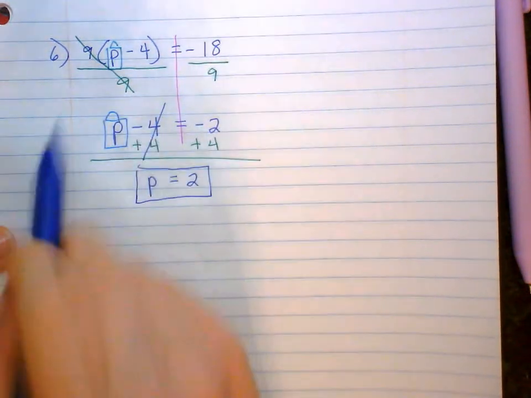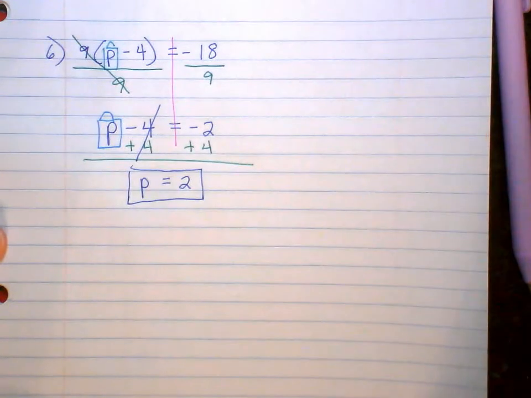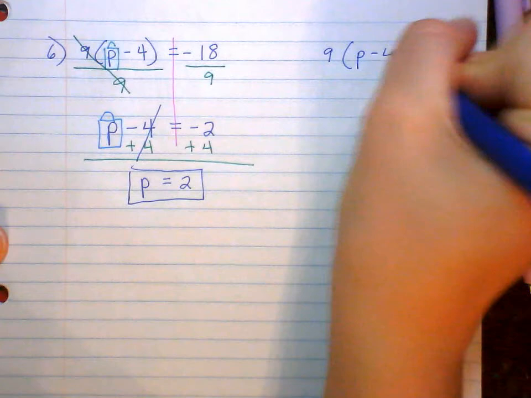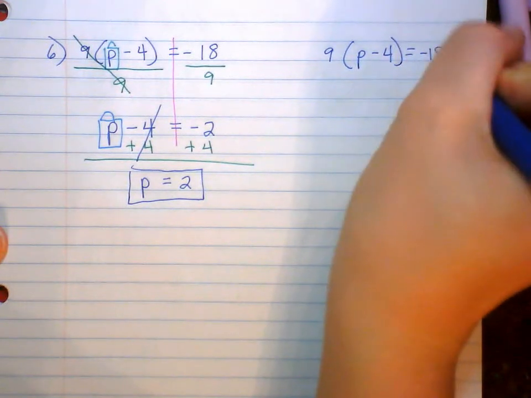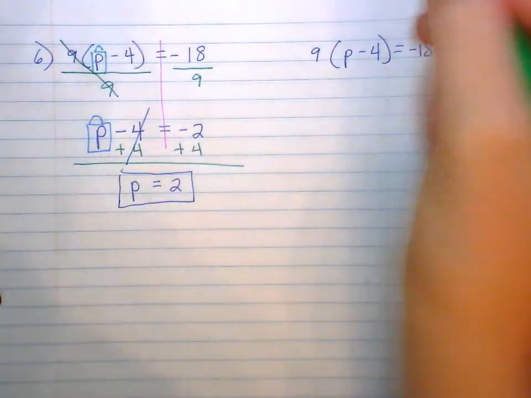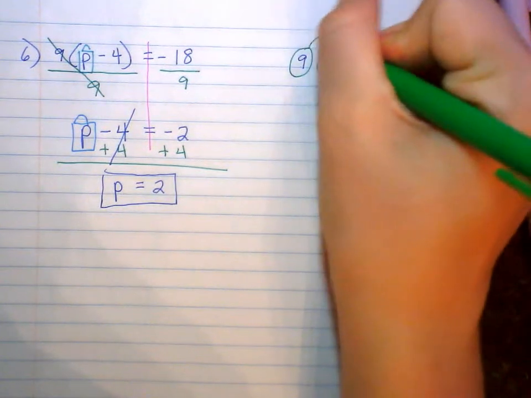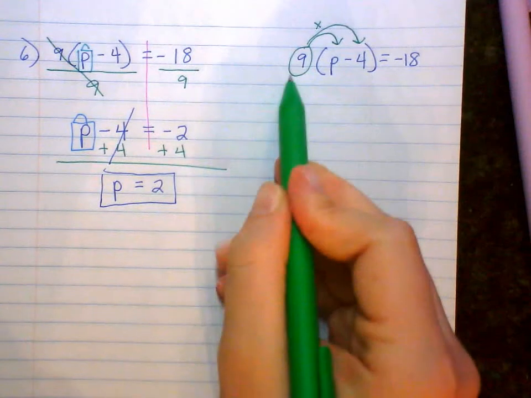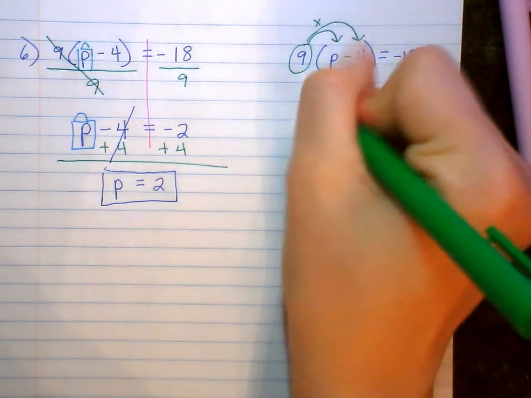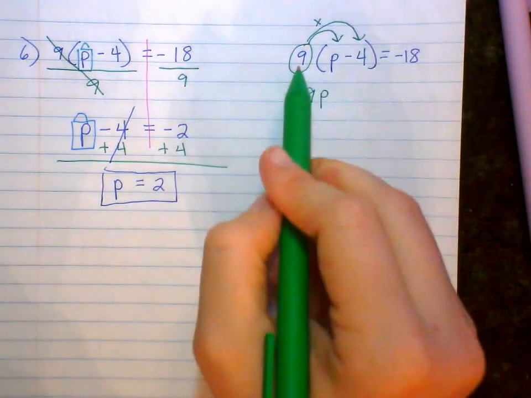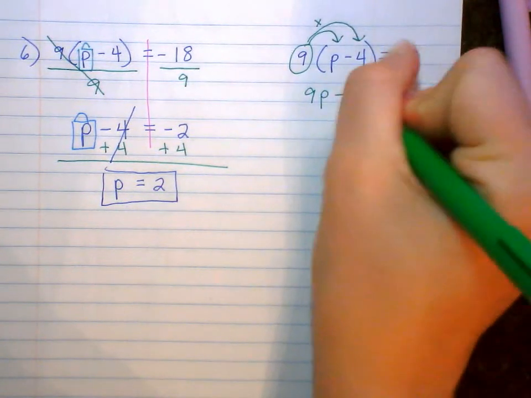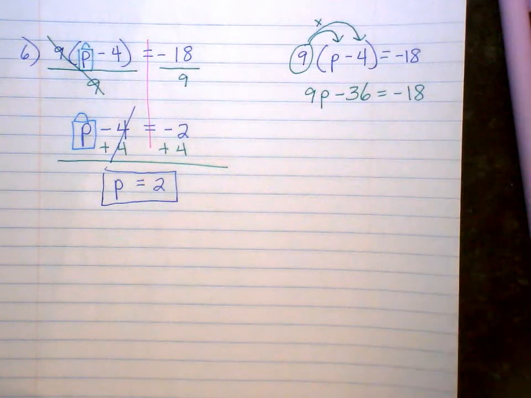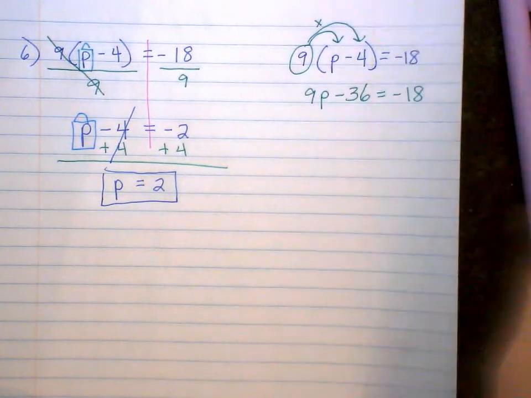Now, if this way just does not make sense to you, that's perfectly fine. The other way you can do it is just distribute that 9 throughout, which is what we were practicing in earlier videos. Rainbow it, multiply it throughout. So 9 times p is 9p. 9 times negative 4, negative 36. And now it's just a two-step equation.